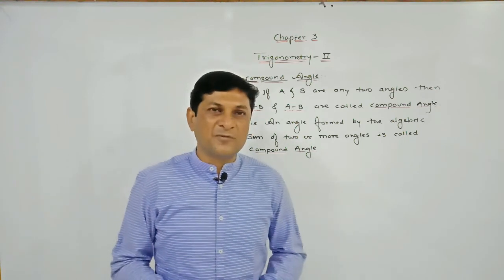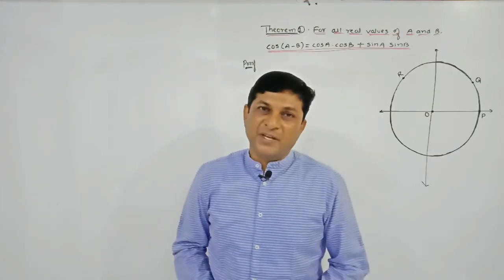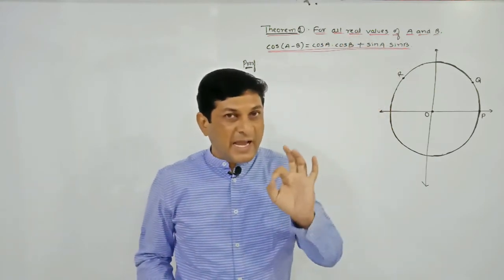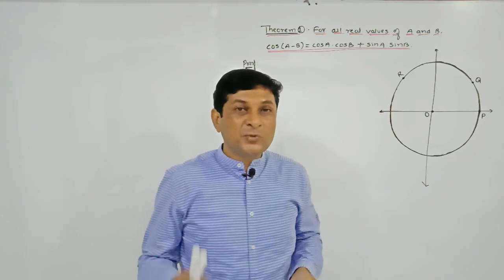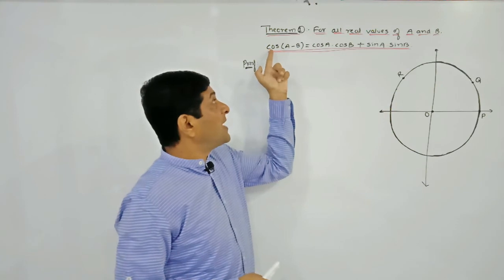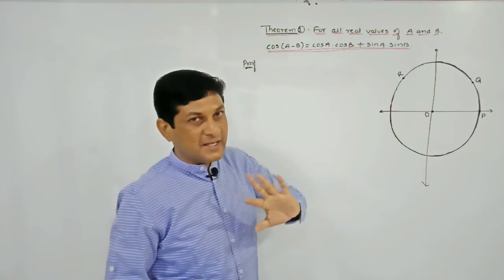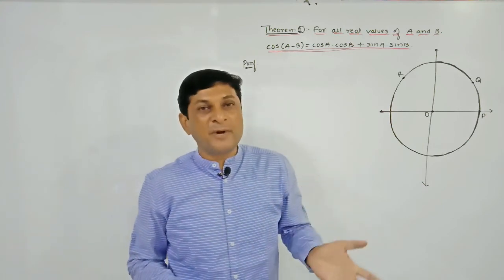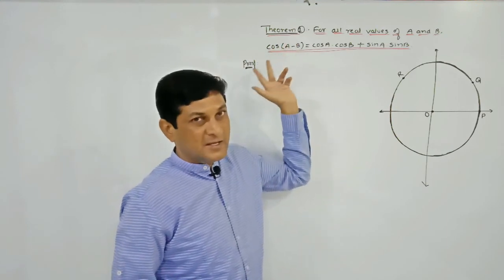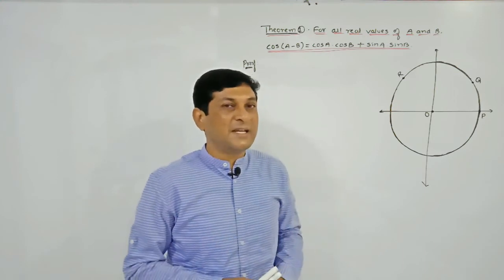Now let us try to prove the formulas for trigonometric functions of compound angle. Now see the first theorem from this chapter. For real angles, A and B are two angles, then compound angle means A plus B or A minus B. Here we are going to prove that the value of cos(A minus B), which is a compound angle, and cos is one trigonometric function. Means we have to prove that cos(A minus B) will be equal to cos A into cos B plus sin A into sin B.